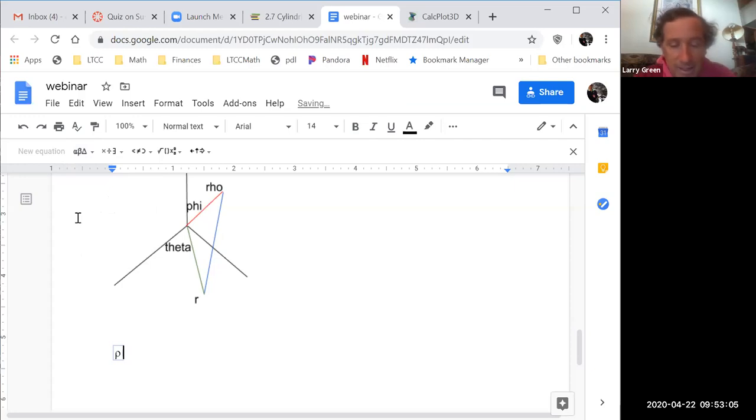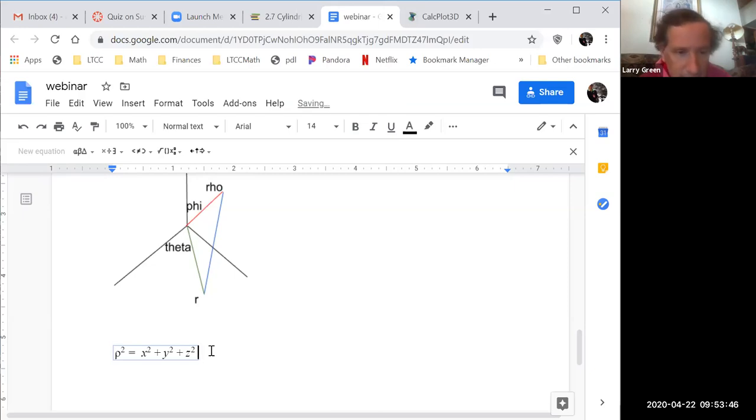Any ideas? Maybe I'll even start you off. Instead of rho, I'm actually going to write rho squared. That's a hint. So rho squared equals x squared plus y squared plus z squared. We had that before. That was the distance formula, the distance from the origin. Any questions on the rho squared formula? Now we want to get what x is in terms of rho, theta, and phi.